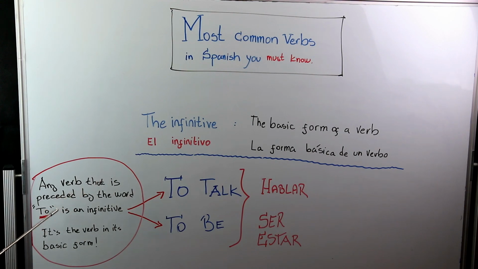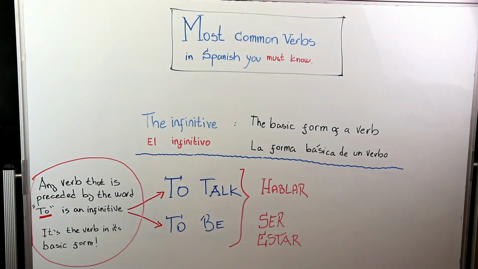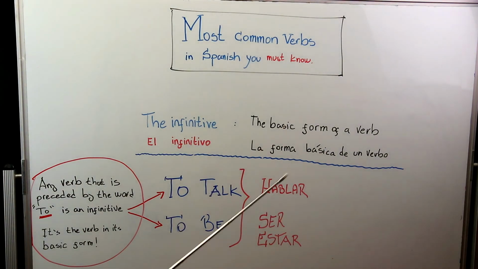Any verb that is preceded by the word to, like in these examples, to talk, to be, is an infinitive. It's the verb in its basic form. And the parallel to talk and to be in Spanish would be hablar, notice the ending, ar, ser, estar. Any verb that ends with an ar, er, or ir would be the infinitive form in the Spanish language.